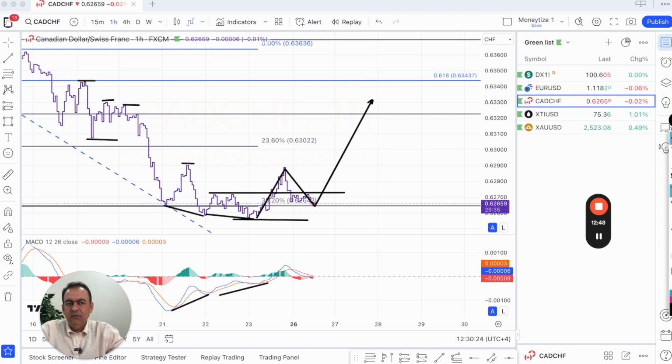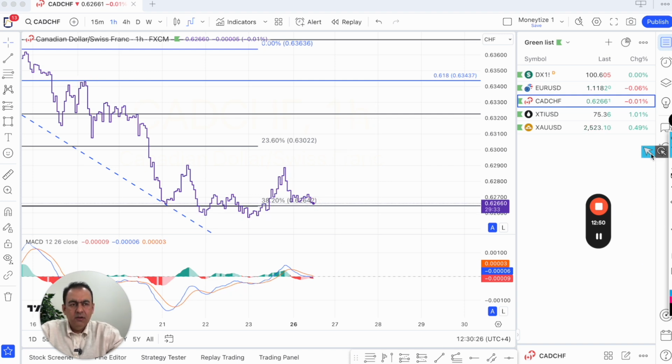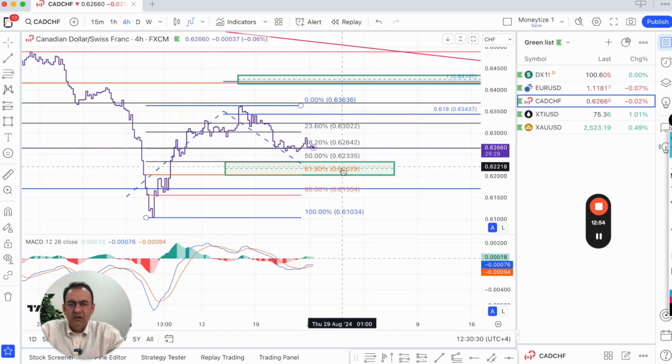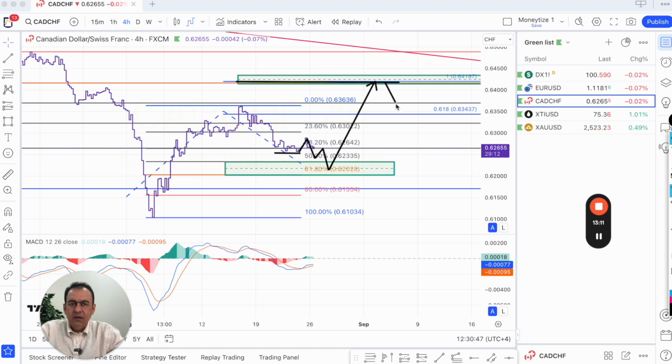If not, then we will look for a deeper correction. We have already marked the expected zone for the reversal, that's around 62.02 to 62.33. So if it doesn't hold this divergence, then it might give one more push downward and then expect a reversal, completing fib extension 100%, and from fib extension 100% again switch to bearish direction.